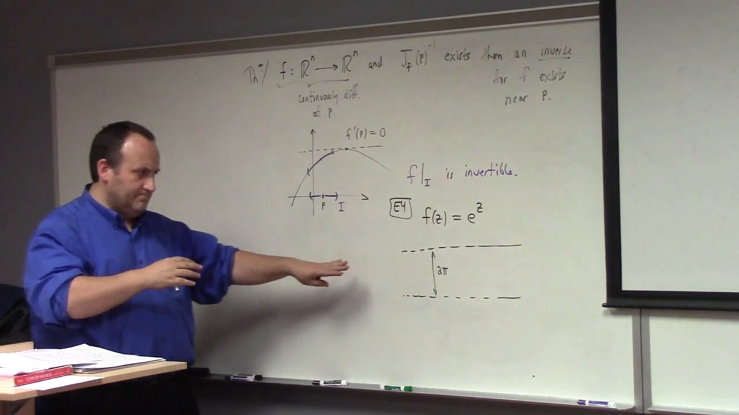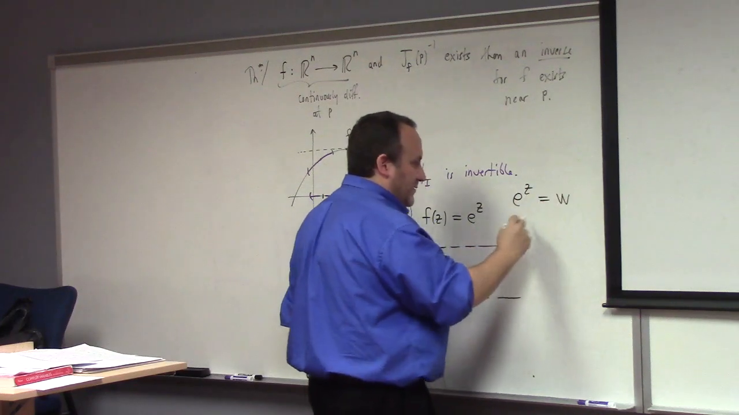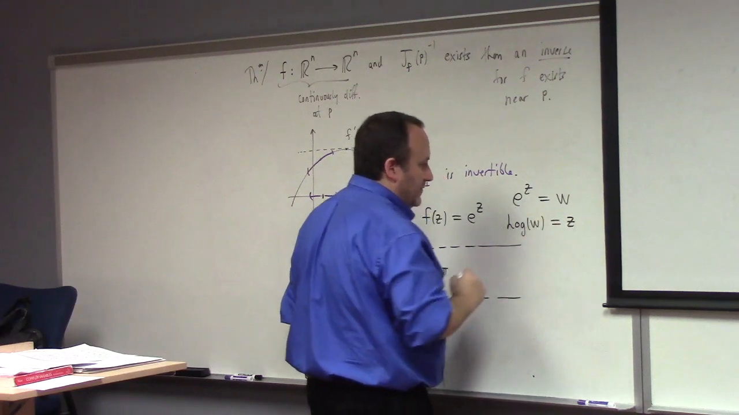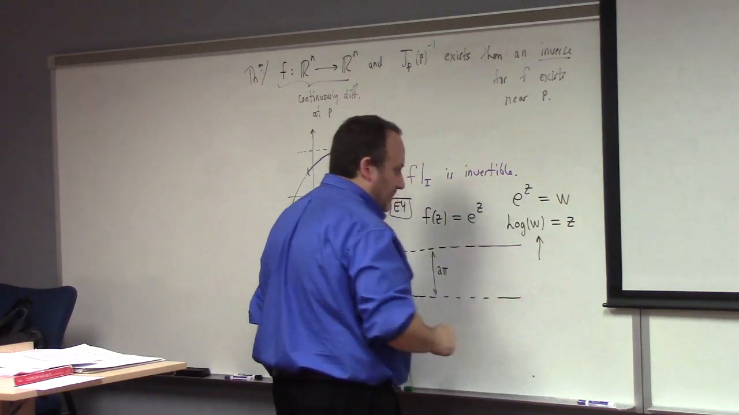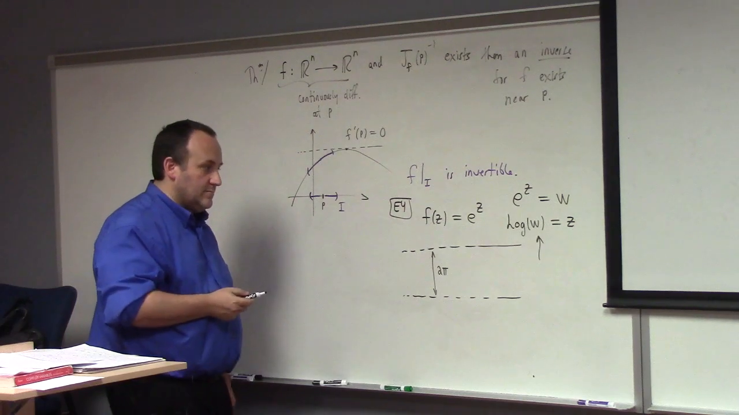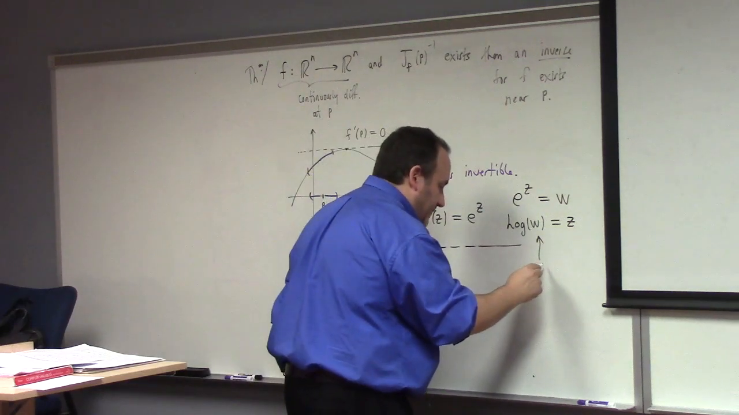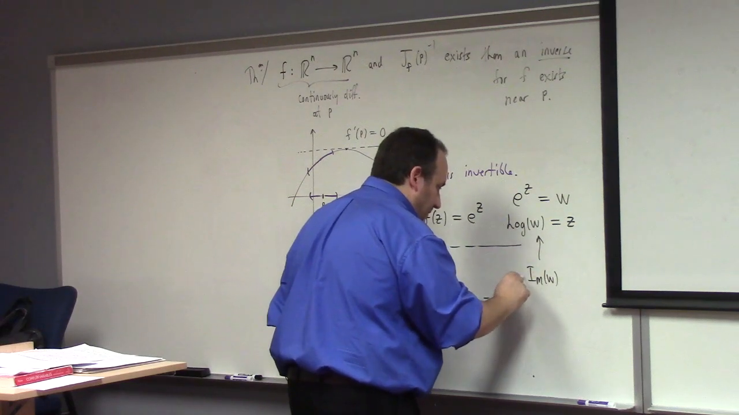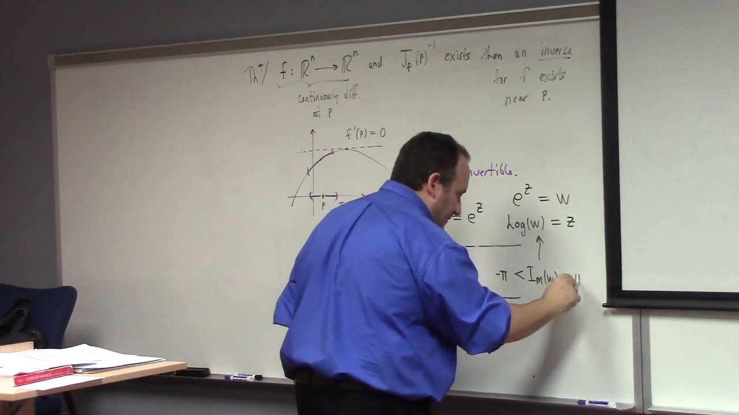So for example, if we have e to the z equals w, we can say that log of w is equal to z, provided what? What do we need about w in that case? The imaginary component between negative pi excluded and pi included. Yeah, the imaginary part of w is bigger than minus pi, right?